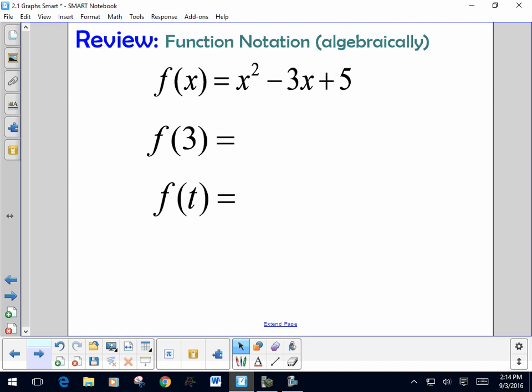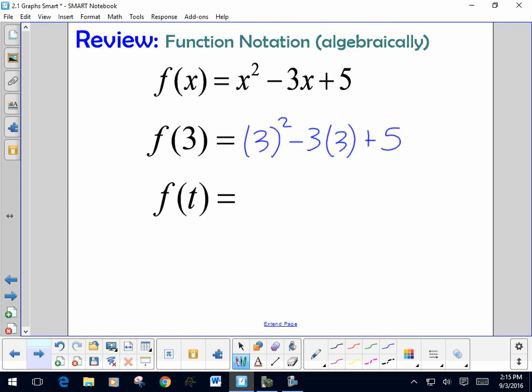So let's practice an evaluation. When it says something like f of 3, that just means that you are going to substitute the value 3 into the function where you see the x. So in this case, it would be 3 squared minus 3 times 3 plus 5. And you could evaluate that either in your head or with a calculator. And if you do evaluate that, you should come up with the value 5. So f of 3 is 5.